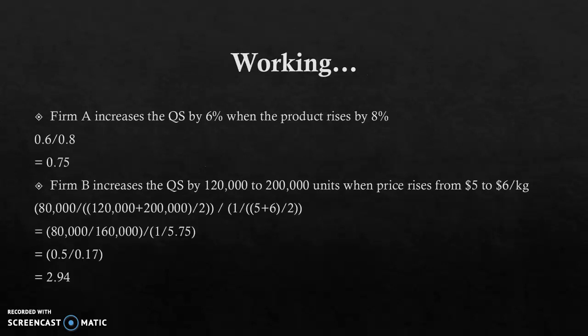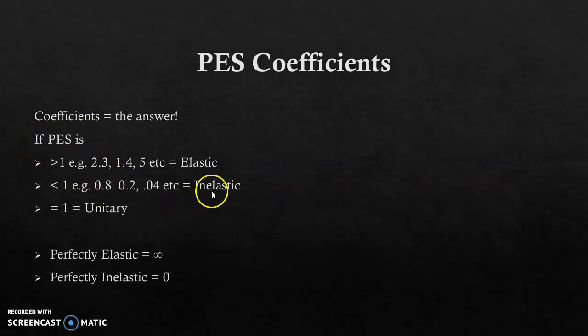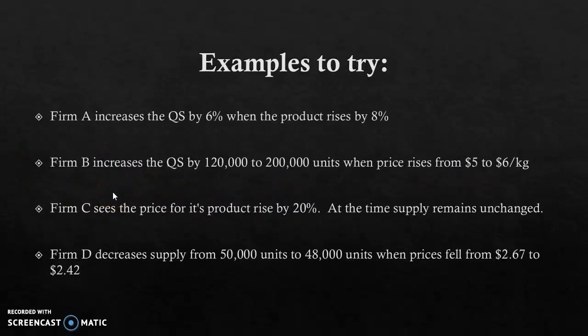So the first example, firm A, is literally dividing the 6% by the 0.8. As a hint, you always take the quantity change and divide it by the price change. Later we're going to look at some other things for demand. The quantity is always on top. So that's 0.75, and if we go back to the rule, that would be inelastic because it's less than 1.